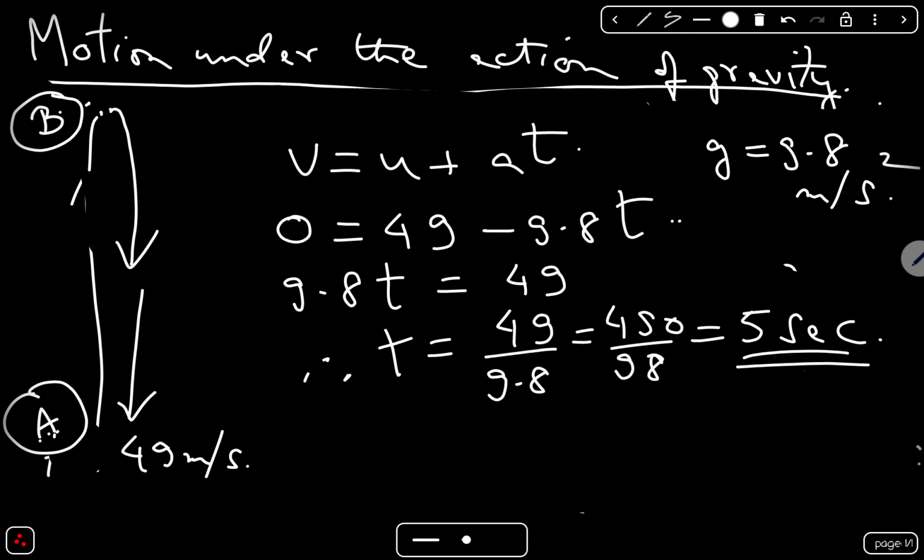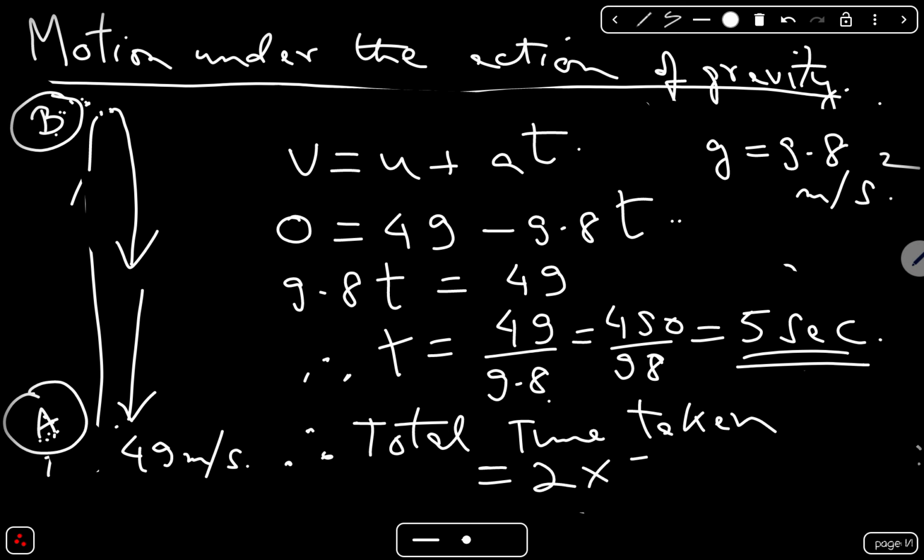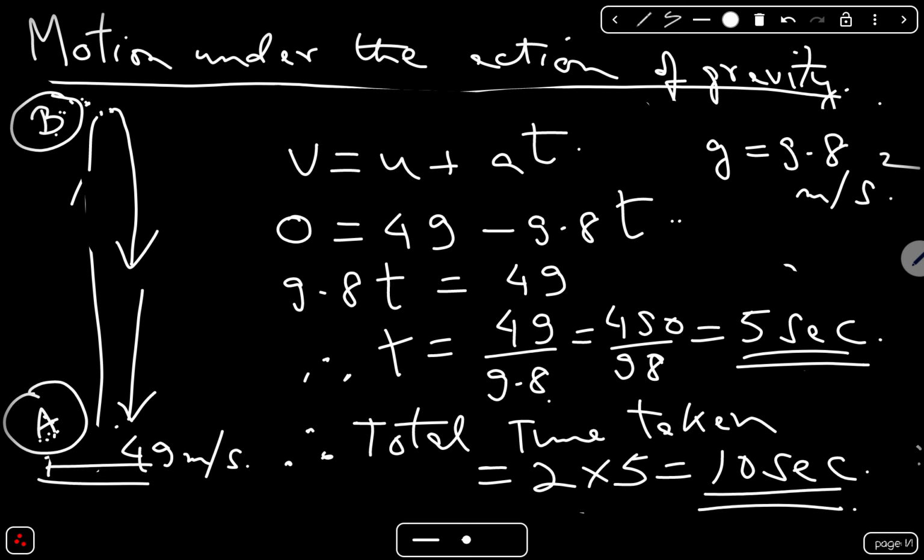But they have asked us total time to reach the ground back again. So we have to multiply it by 2, isn't it? Because we know time taken to go from A to B is the same as the time taken to come from B to A. Therefore total time taken is equal to 2 into 5, that is equal to 10 seconds. So it will take 10 seconds to fall back to earth again, that was the initial point.